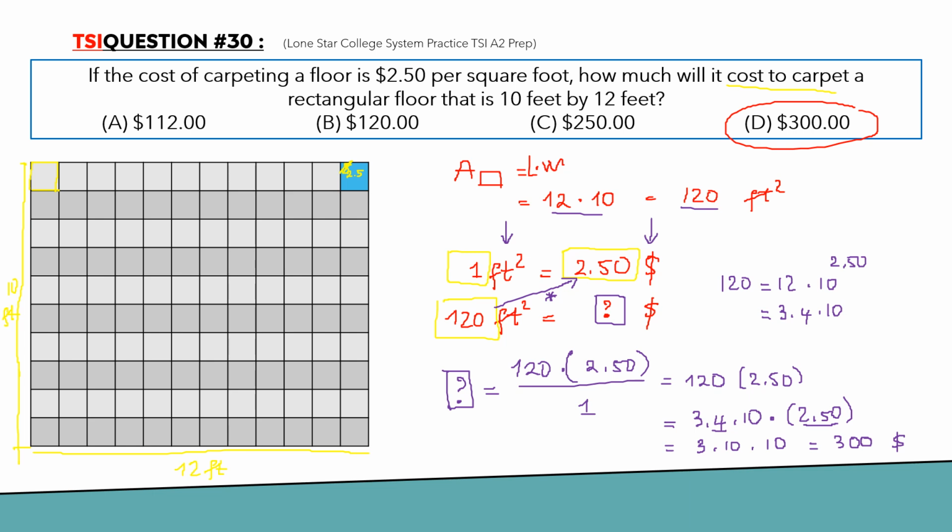And if you wonder how we do the multiplication with the decimal, that is kind of the long way to do it, but it's doable. So we do 120 times 2.50. Okay, so 0 times 0 is 0. 0 times 2 is 0. 0 times 1 is 0. 5 times 0 is 0. 5 times 2 is 10. Remember 1. 5 times 1 is 5, plus 1 is 6. 2 times 0 is 0. 2 times 2 is 4. 2 times 1 is 2.